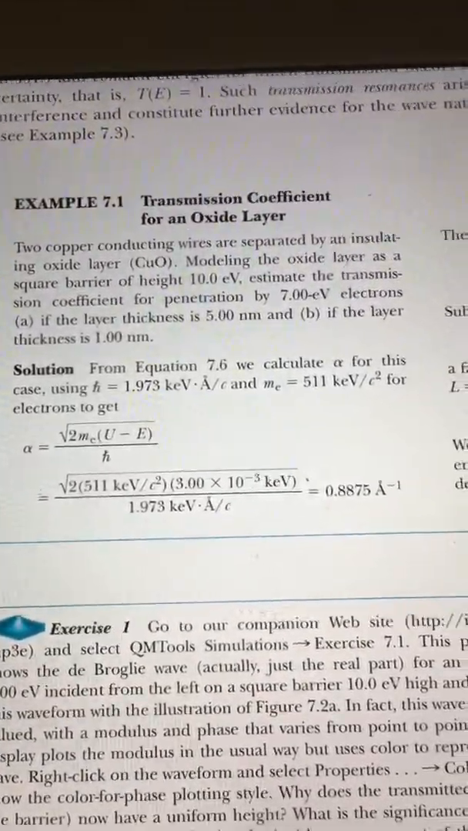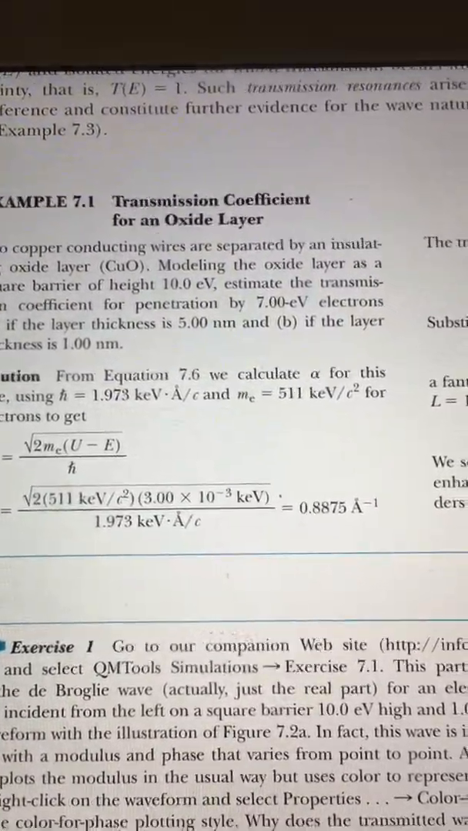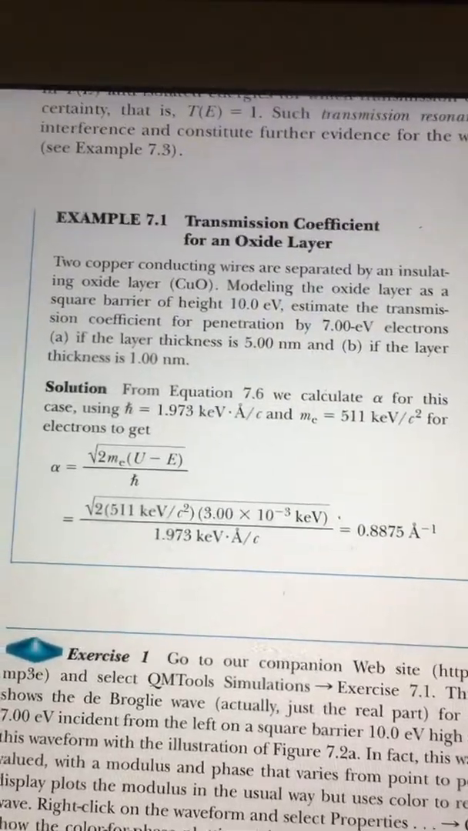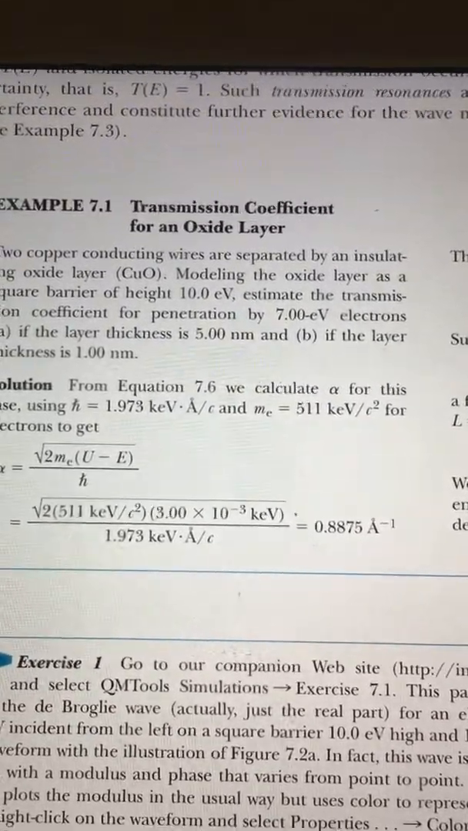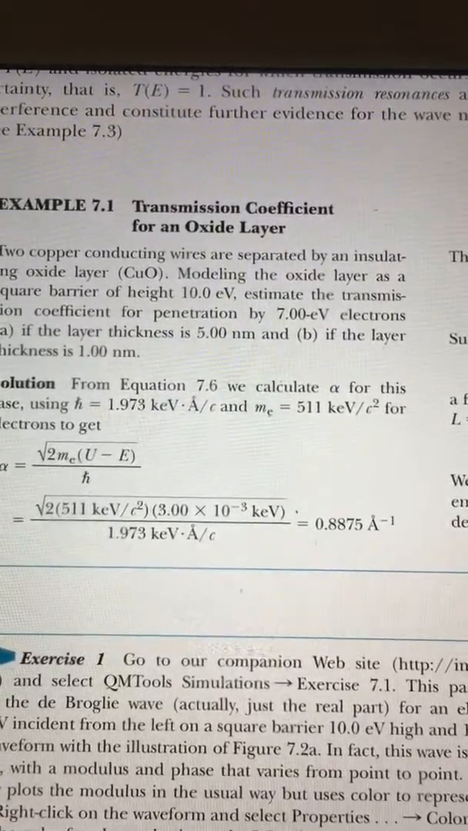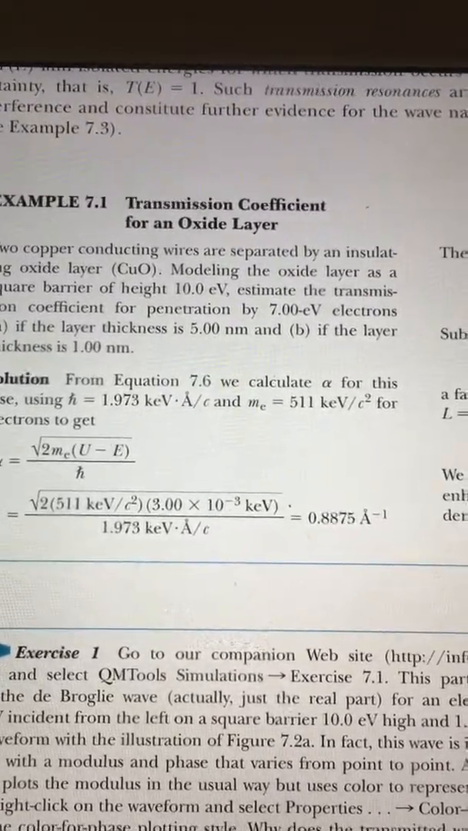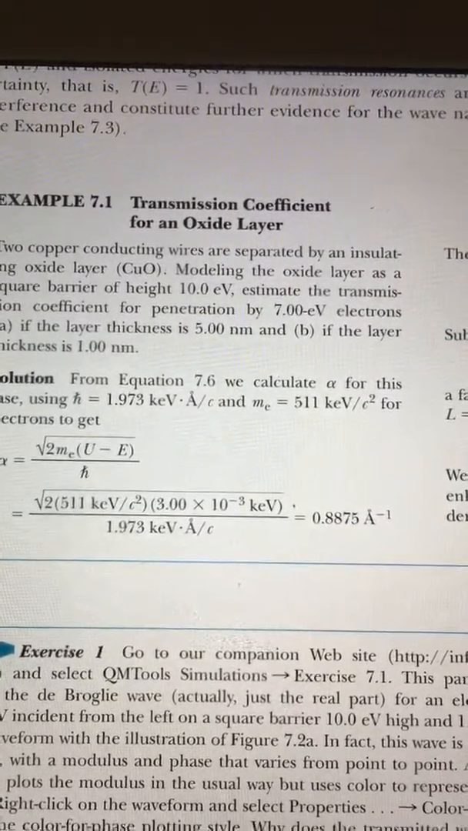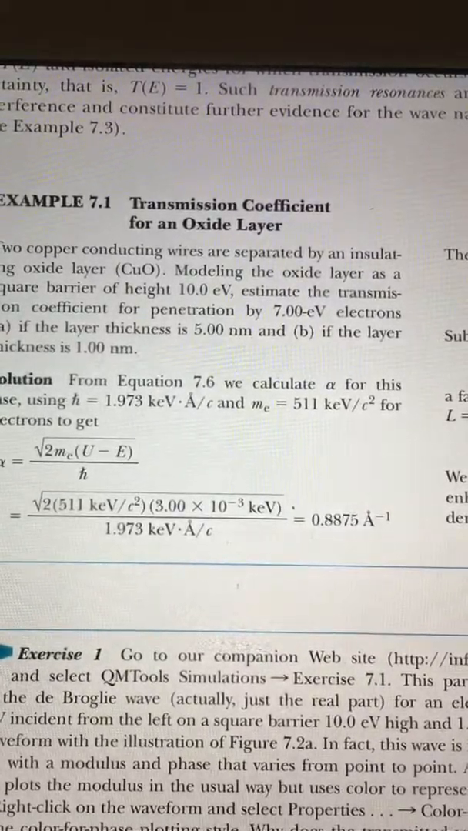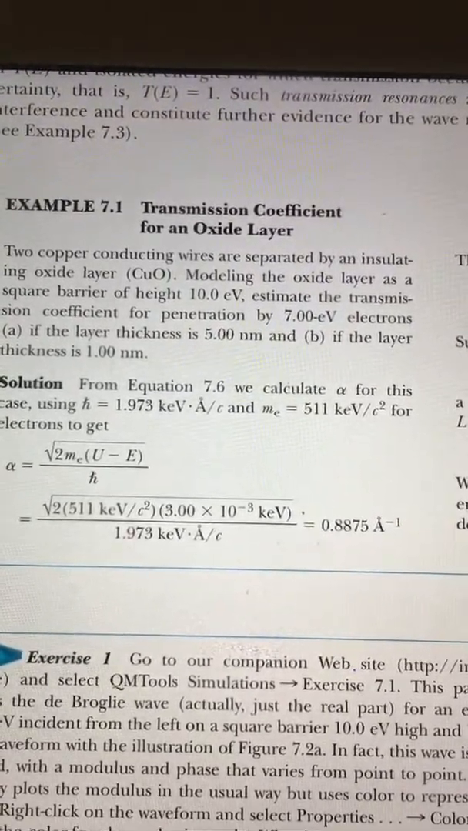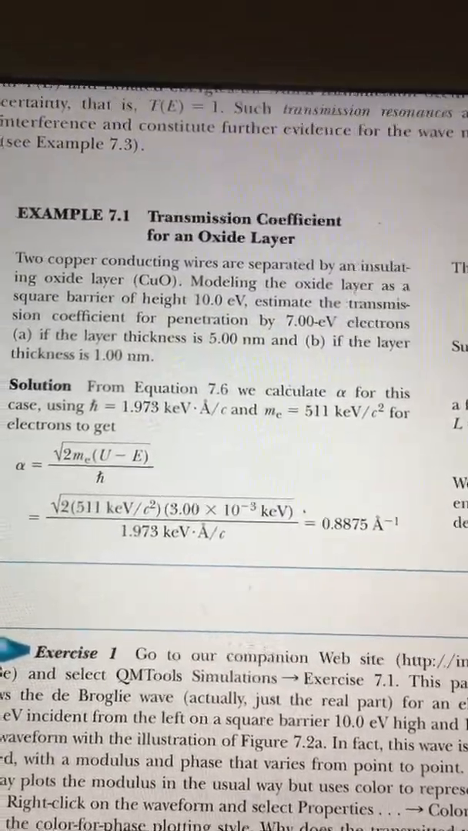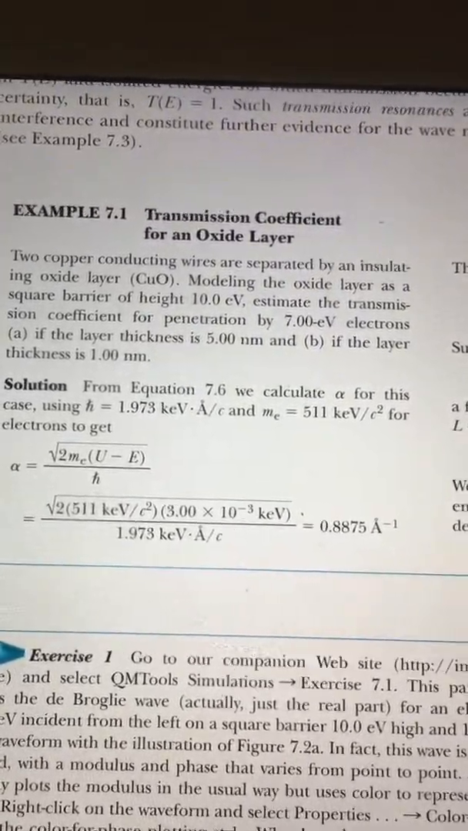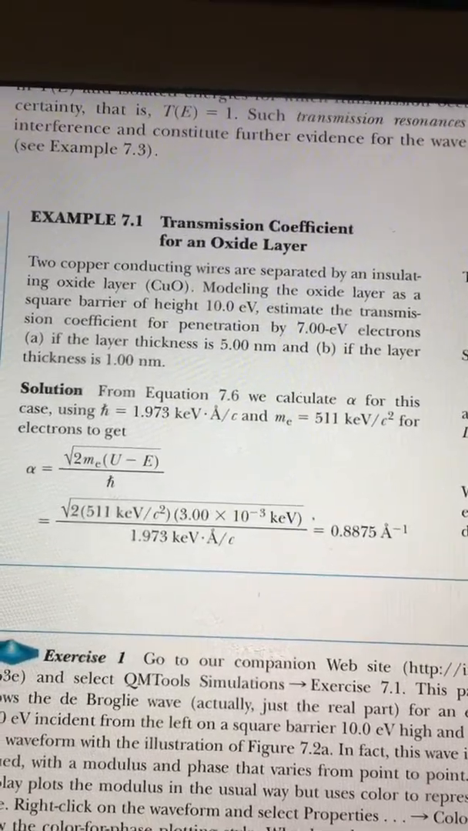Hi guys, so we'll be discussing two of the examples from chapter 7. The first example is this. Two copper conducting wires are separated by an insulating oxide layer. Modeling the oxide layer as a square barrier of height 10 electron volts, estimate the transmission coefficient for penetration by 7 electron volt electrons. A, if the layer thickness is 5 nanometers, and B, if the layer thickness is 1 nanometer.